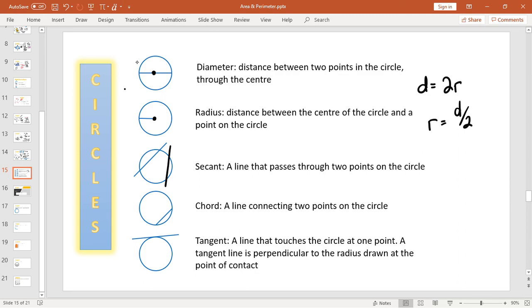We have these other lines like secant that just goes through 2 points, so there's lots of different things that can be secants. Chords that connect 2 points, or tangents that touch an edge. They're not important for area calculations or perimeter calculations with circles.